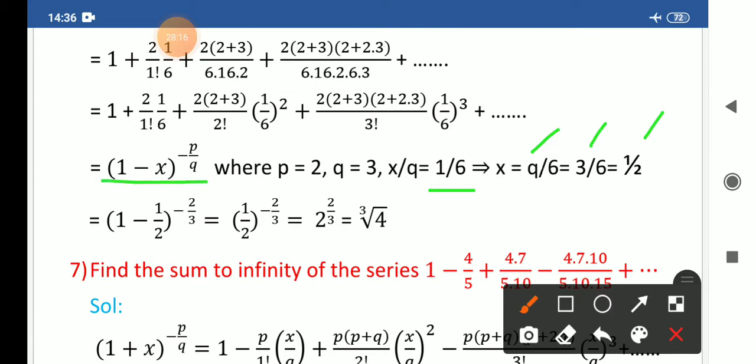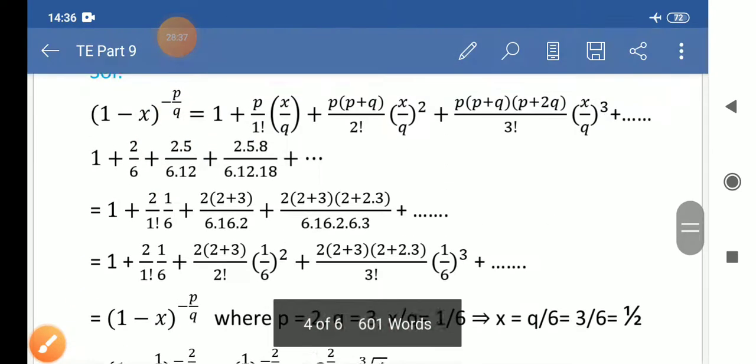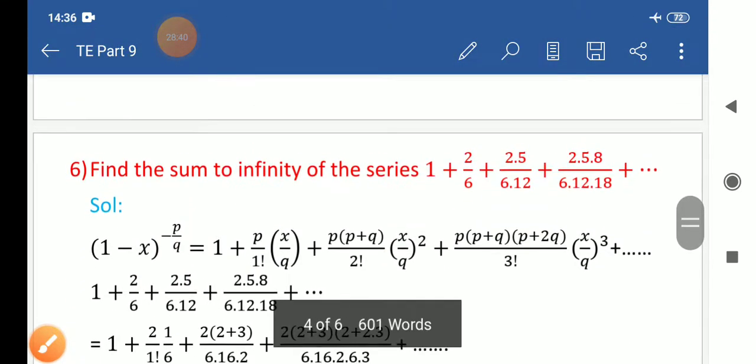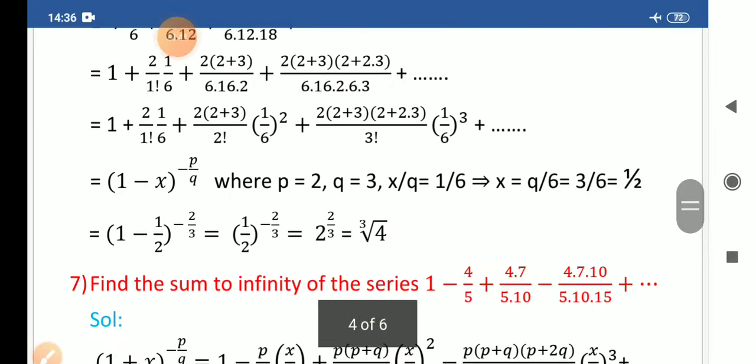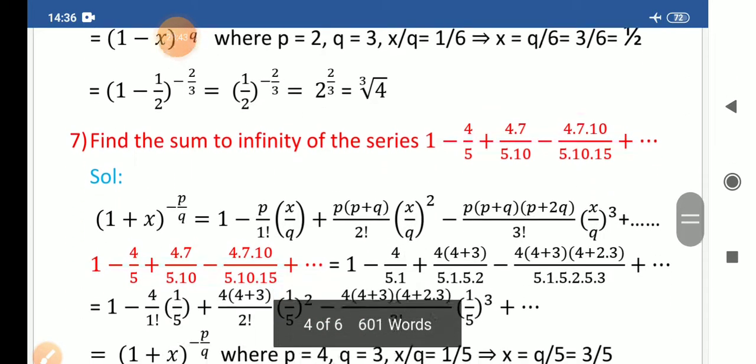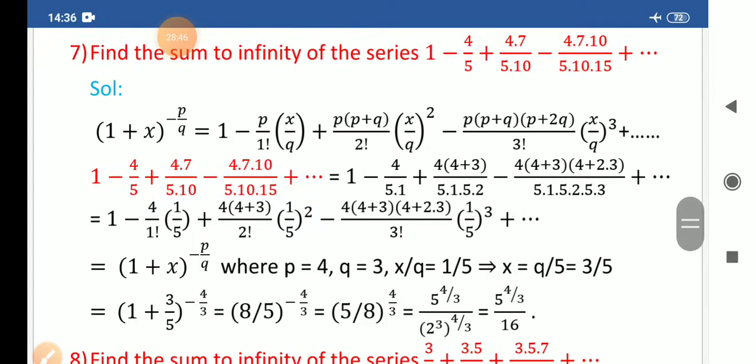So 1 minus x power minus p by q: 1 minus x is 1 by 2, minus p is 2, q is 3. 1 minus 1 by 2 is 1 by 2, to the power minus 2 by 3. To eliminate the minus, you write this 1 by 2 as 2 by 1, so 2 to the power 2 by 3. The power 1 by 3 means cube root. 2 square is 4. So cube root of 4. The sum of these series is equal to cube root of 4.